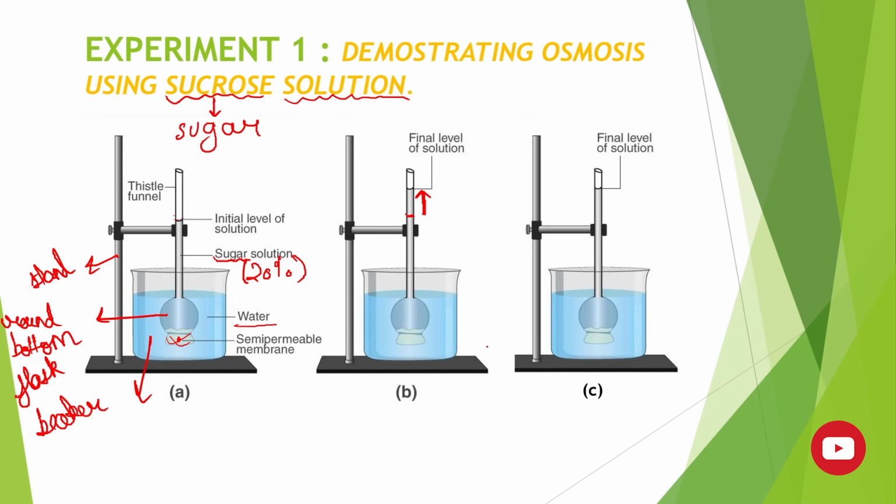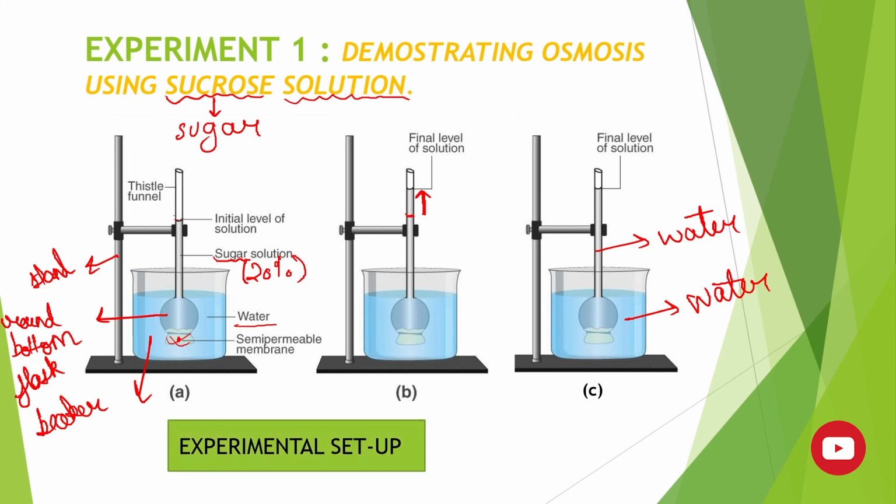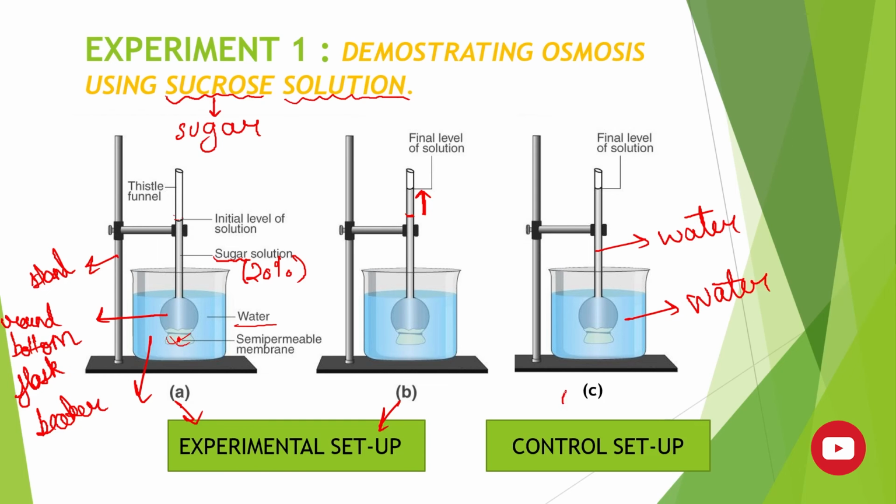Apart from these two apparatus, we have also taken a separate apparatus where we have taken water in both places. This also consists of water, and this also consists of water. So both places have water. Now this is the experimental setup. What is the experimental setup? A and B together make up the experimental setup, and C alone is the control setup.